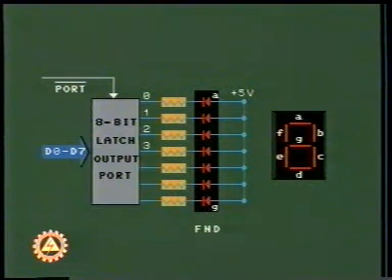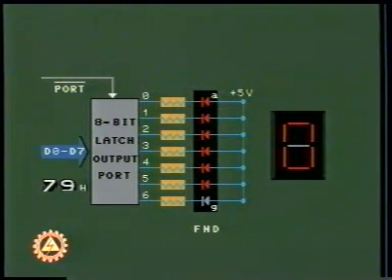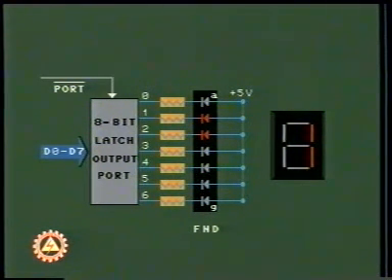Here, A to G segment lines are connected to the latch lines corresponding to the data bus D0 to D6. Sending a 0 lights up the corresponding LED segment. Sending a 40 hex to this port would display a 0 on the FND. As the output is latched, this display is maintained till it is updated by writing another value to the port. For displaying a 1, you have to send 79 hex, which will light up the B and C segments on the FND.